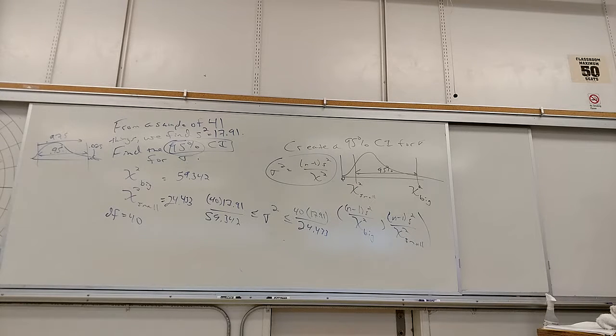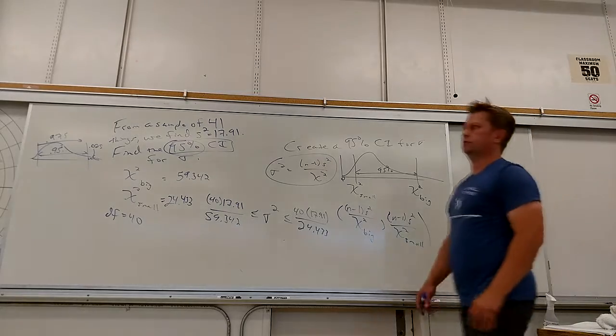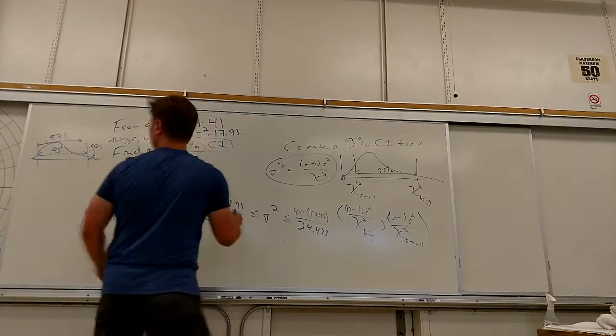Divided by, where do you go? 59.342. Divided by 24.433. So is that what you guys got? 12.07 to 29.32? Yeah.